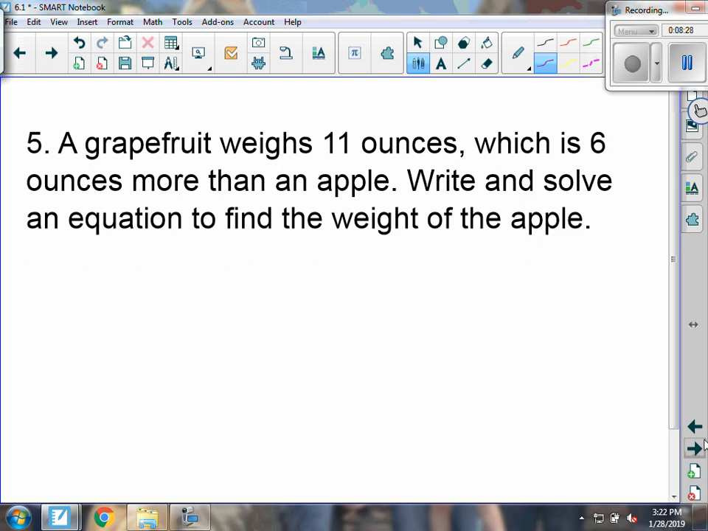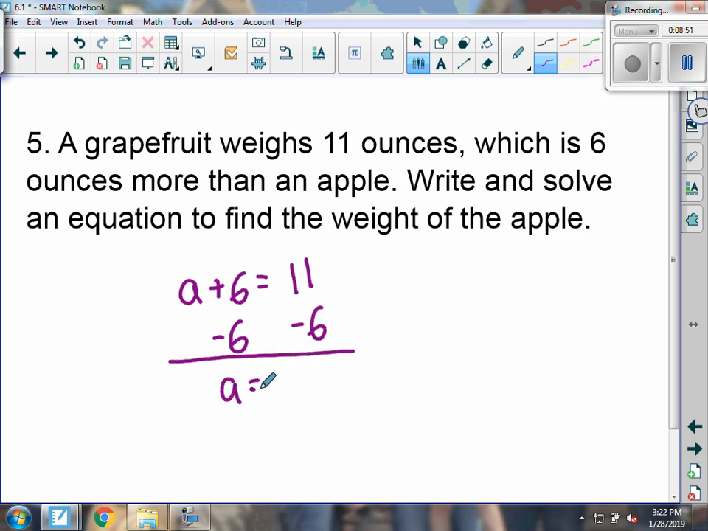Okay, so we're trying to find the weight of the apple. So I'm going to use A for apple. The grapefruit weighs 11 ounces, which is 6 ounces more than an apple. So if I take the weight of an apple plus 6, it's going to give me the weight of a grapefruit, which is 11. So to solve this, I subtract 6 from both sides. So I have A is equal to 11 minus 6, which is 5.